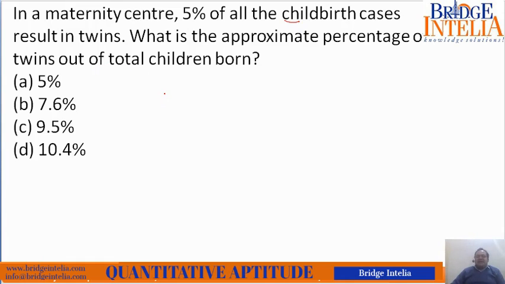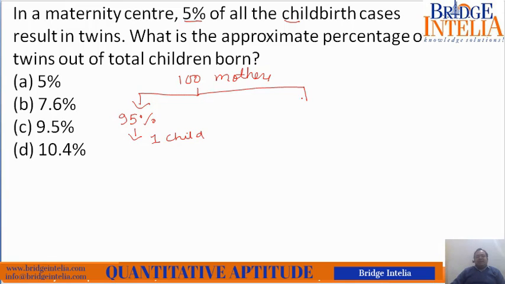So let's understand. So let's suppose that 100 expecting mothers were admitted. So 100 mothers got admitted. So out of these 100 mothers, 5% are going to give birth to twins. So 95% normal, that means one child. They are going to give birth to one child. The remaining 5% are going to give birth to twins.